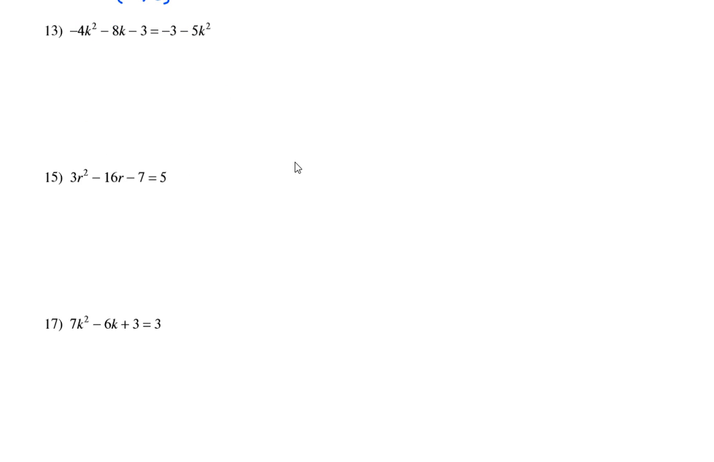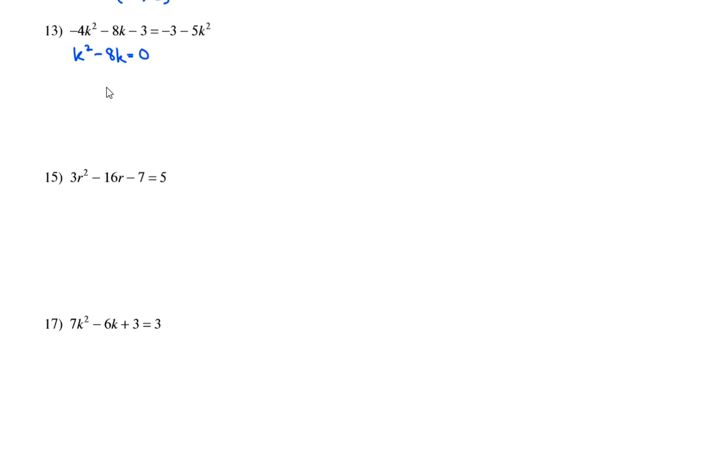All right, number 13. For number 13, again, get everything to one side. So I need to add 5k squared to both sides of the equation. 5k squared will combine with its other like term, negative 4k squared. So 5k squared minus 4k squared gives me 1k squared. I still have minus 8k. And then for this one, I'm going to have to add 3 to both sides, and both of those negative 3's will cancel out, so that's all I've got. That equals 0. So this one's a little bit different.